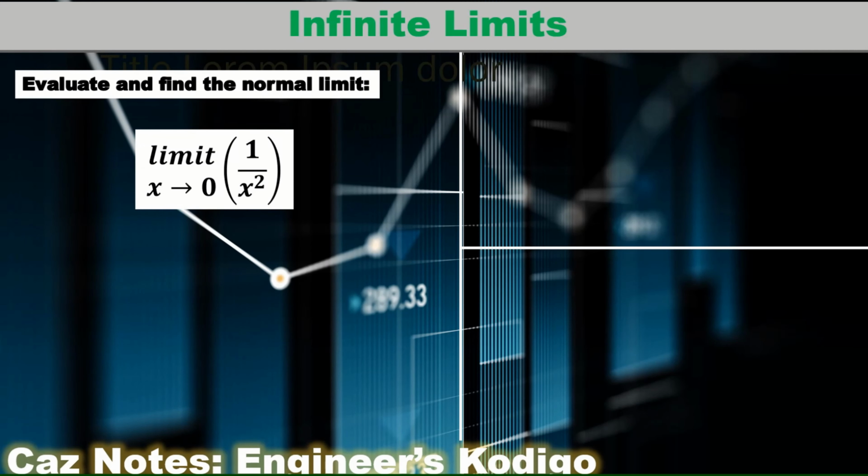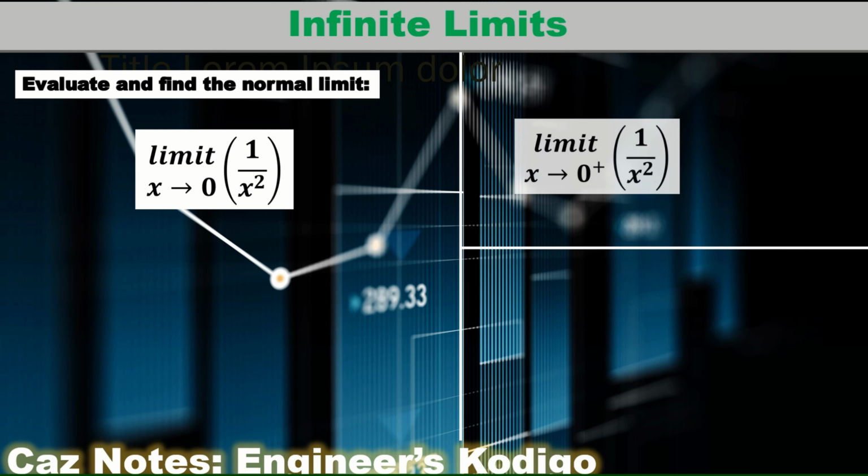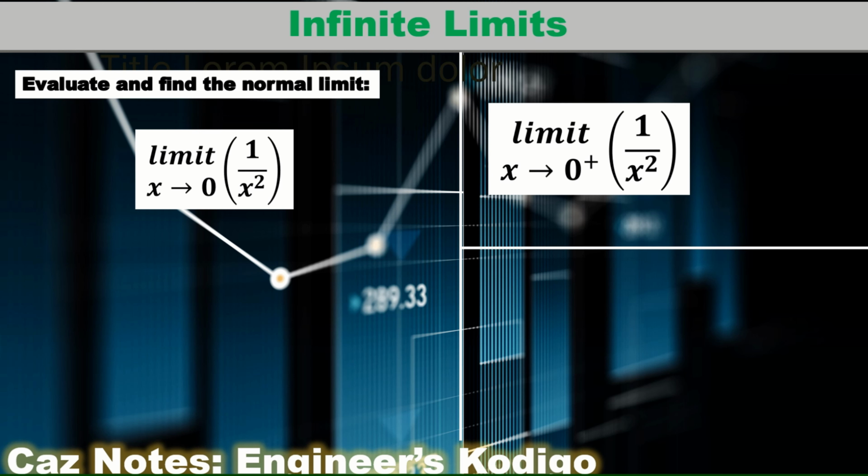This problem is very similar, but the denominator is now raised to the power of 2. So to evaluate this limit, we will use the same concept. We'll evaluate the right-hand side and also the left-hand side limit of the function. So starting at the right-hand side, what do you think will happen to a very small number raised to the power of 2?